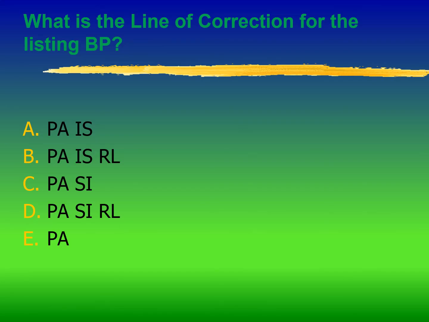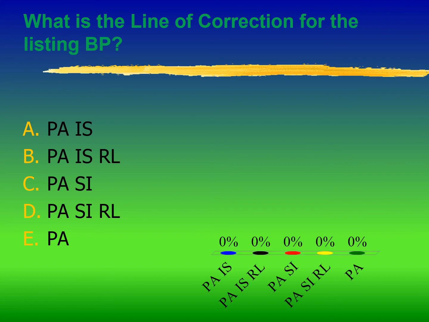What is the line of correction for the listing BP? You should all know this one. It should just roll off your tongue. If you're thinking about this, I'll give you a second to find the answer on the page here. The answer is C. Remember that a BP correction is a disc correction because you're adjusting the sacrum back to the lowest lumbar. That's P to A and S to I. The S to I is for the disc plane line. And that's the answer to that.